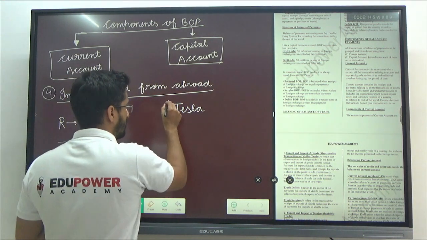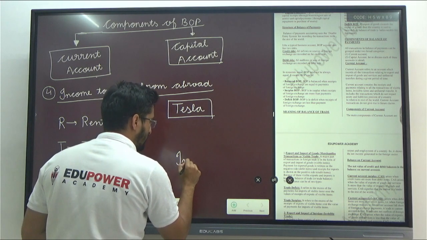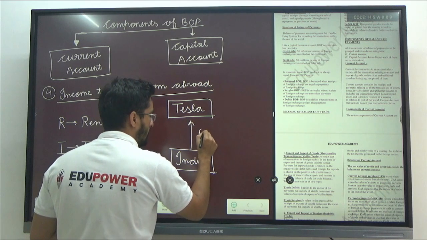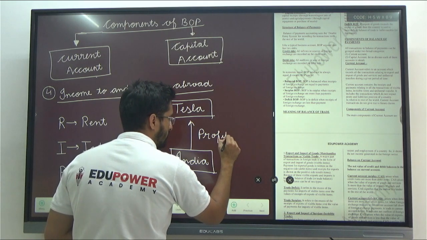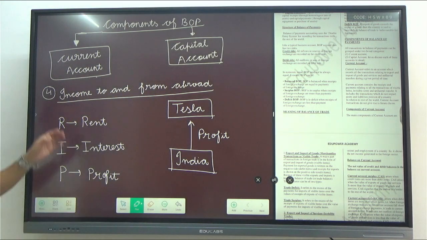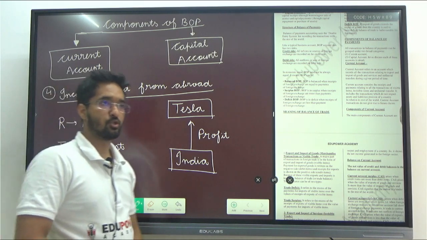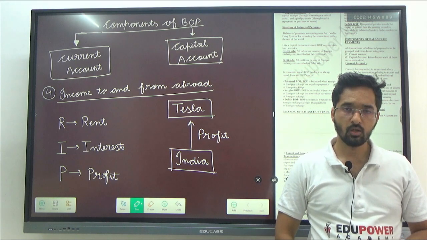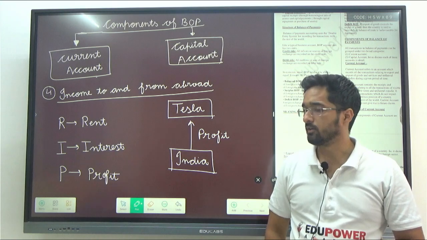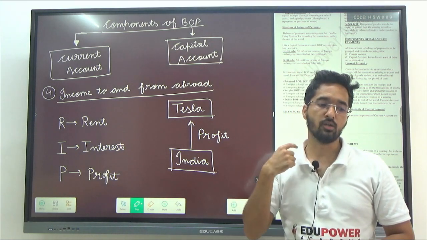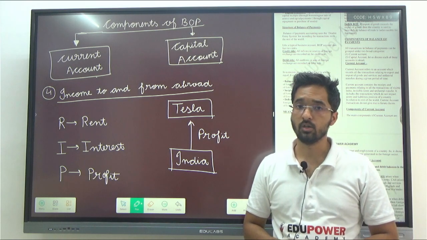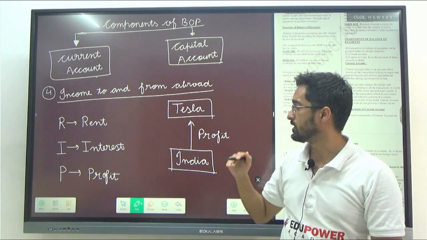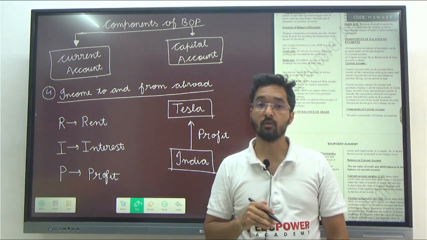So, this is Tesla, this is India. When they take back the profit, whatever profit they take back will be included in the current account of the balance of payment. Will this be on the credit side or the debit side? It will be on the debit side of the balance of payment, because money is flowing outside, hence it will be recorded on the debit side.